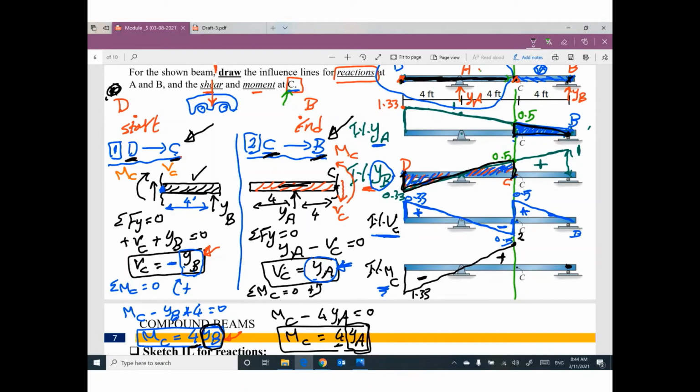0.5 here times 4 will be 2. So you will have this triangle. So the new shape, which looks like this, will be called influence line for MC.